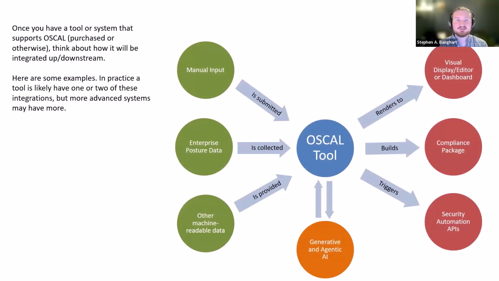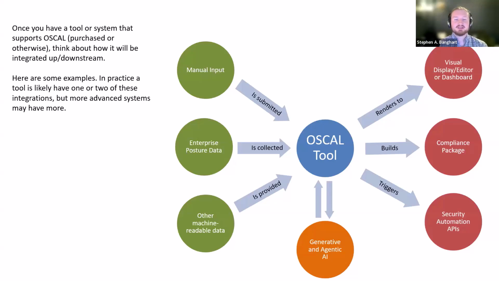Your OSCAL tooling system could take in manual input from a human being typing things into a field. It could be collecting enterprise posture data, such as that's automatically collected out of various cybersecurity automation platforms, or really any other machine readable data is all fed into your tool. Could be one of these things. It could be all of these things. And the tooling system will then output that, maybe as an example, to a visual display. It will use it to construct a compliance package, or it will use it to feed some security automation APIs.